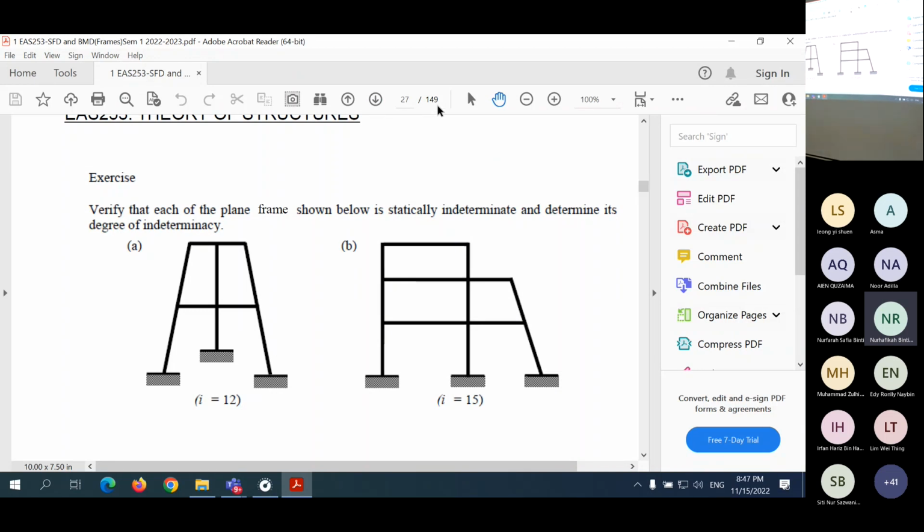Now we have 149 pages to go through. Now we finished 27 pages, so we finished at 10:29. Okay. 149 pages. So now we are at 27 pages. Okay. You see here?